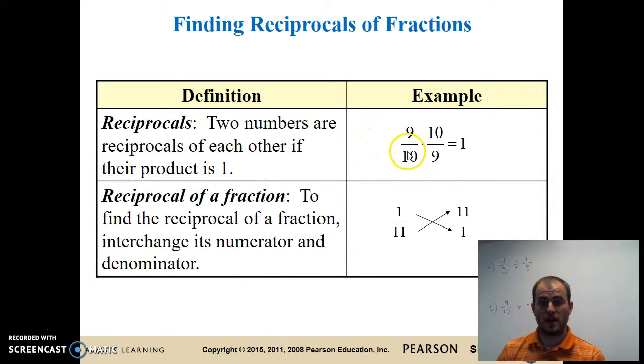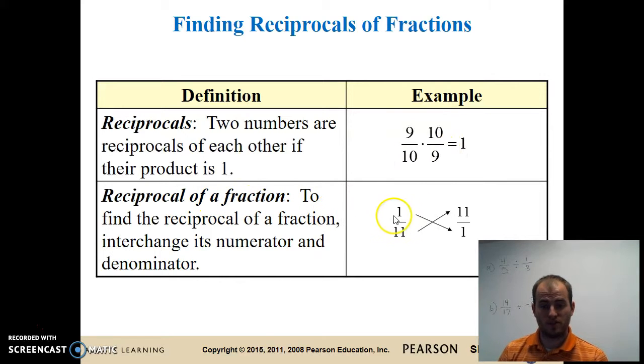So an example would be 9 over 10 times 10 over 9. 9/10 and 10 over 9 are called reciprocals of each other because when you multiply them together, the 9's reduce to 1's and the 10's reduce to 1's, and you get 1. Okay? So whenever you want to find a reciprocal, as you can see here, 9/10 and 10/9, all you do is flip the number around because that makes their product 1.